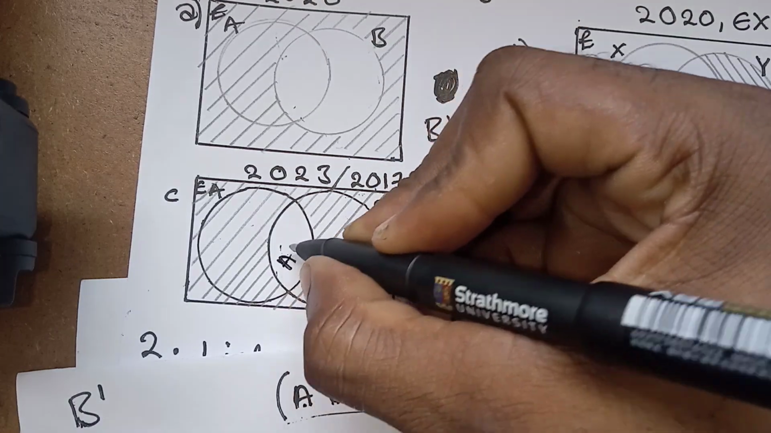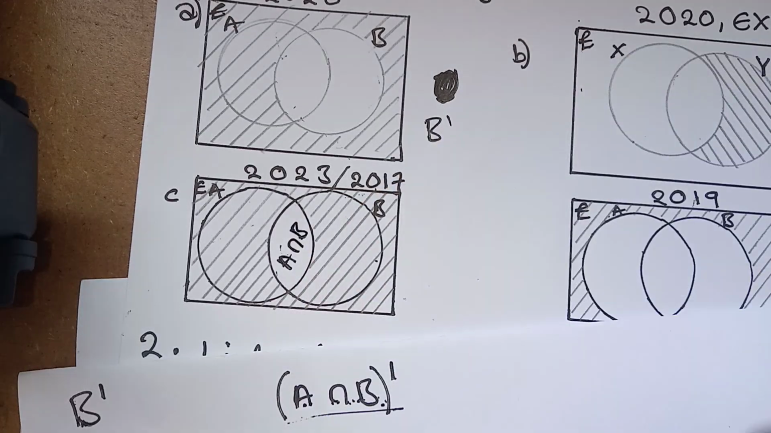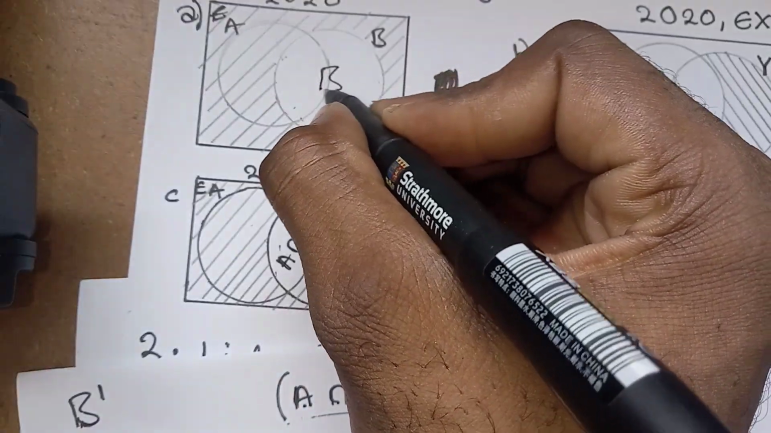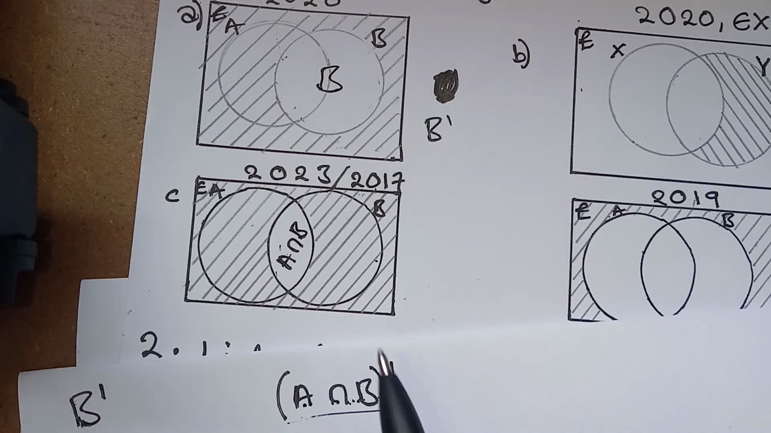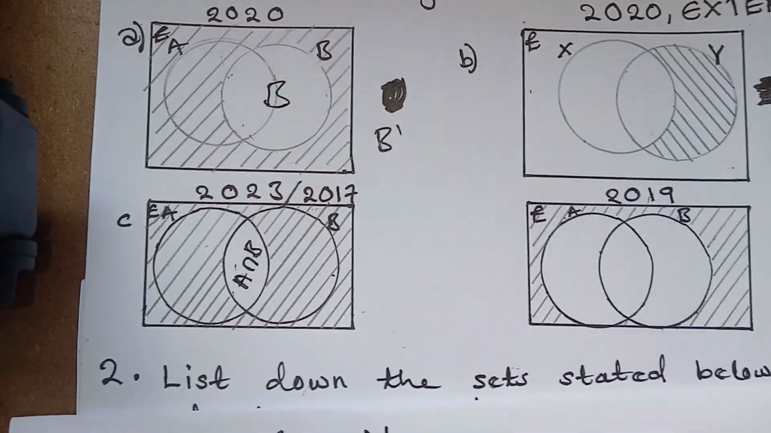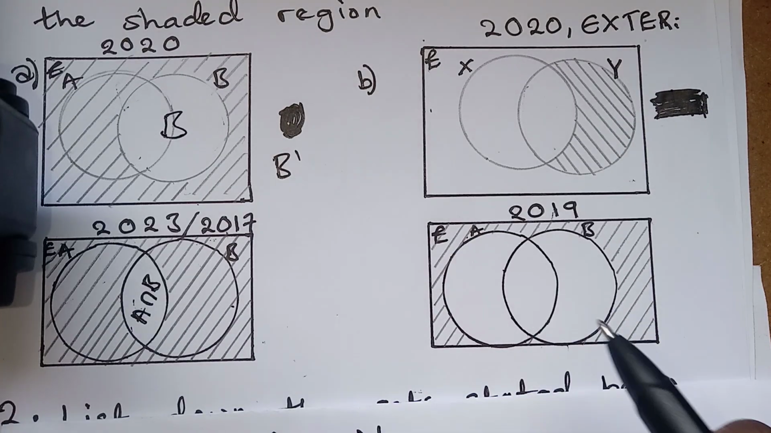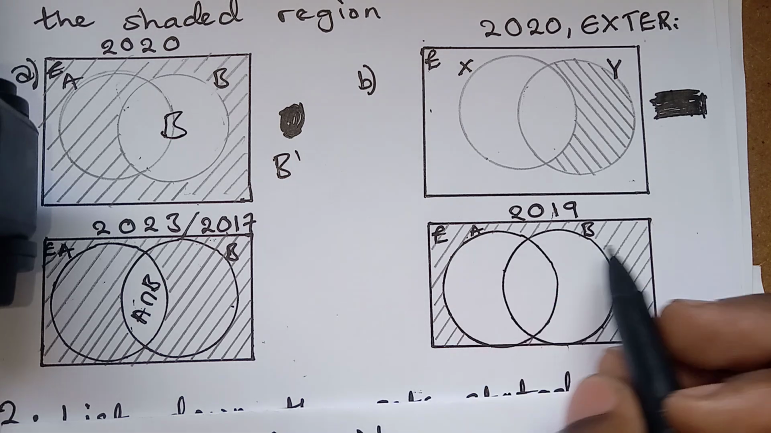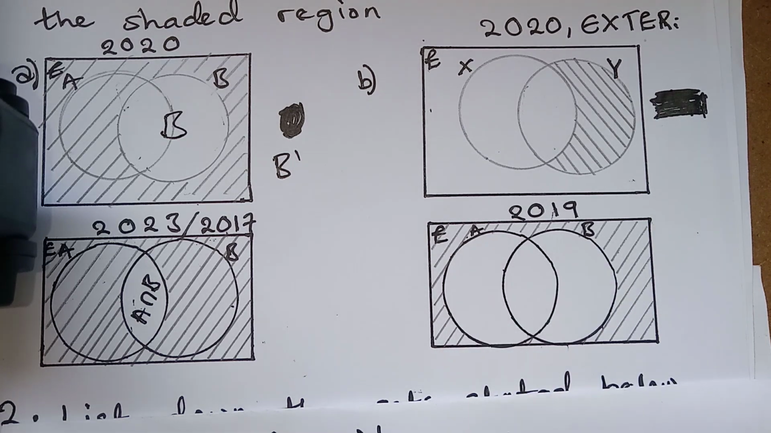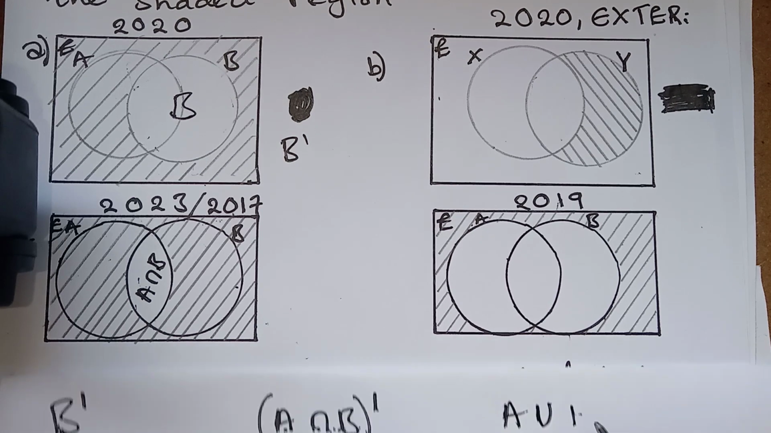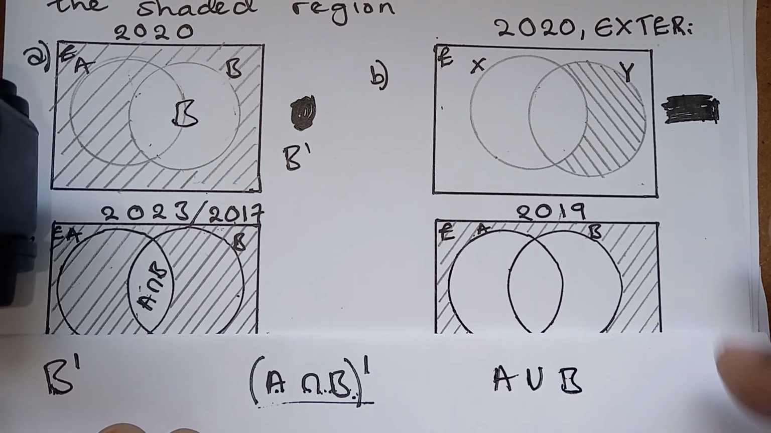So this part is the A intersection B. Then this part here is the B. This set is the B. So next we have this one here. We have the union of two sets. So we have A union B.